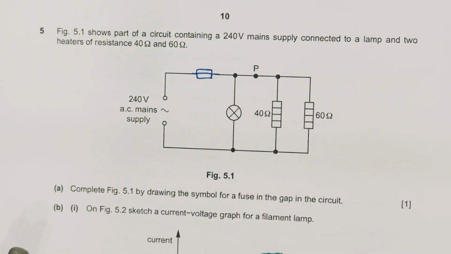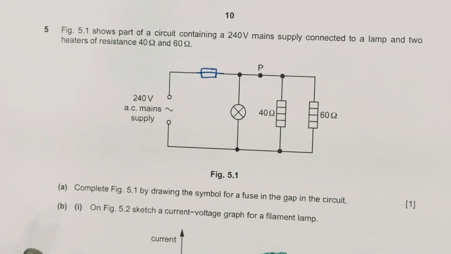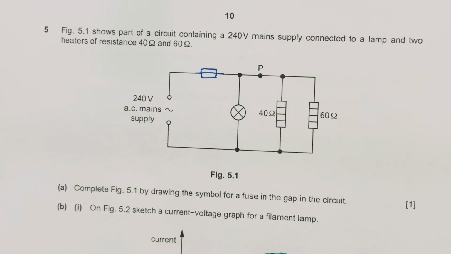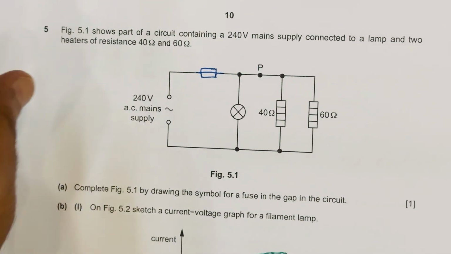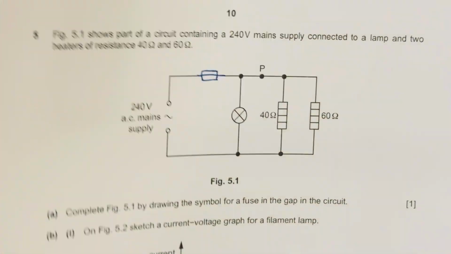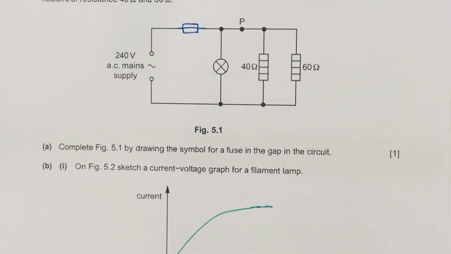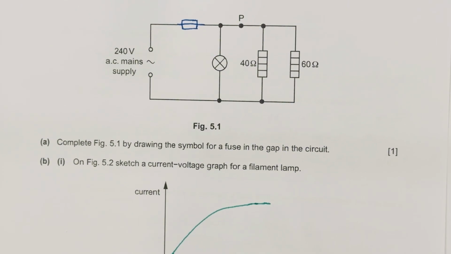Moving to question number 5. Question number 5 is that figure 5.1 shows part of a circuit containing a 240 volt mains supply connected to a lamp and two heaters of resistance 40 ohm and 60 ohm. You can see that that is 40 ohm and that is 60 ohm, and 240 volt AC mains supply is there. Complete figure 5.1 by drawing the symbol for a fuse in the gap in the circuit.